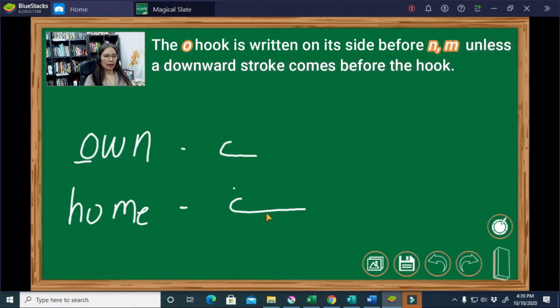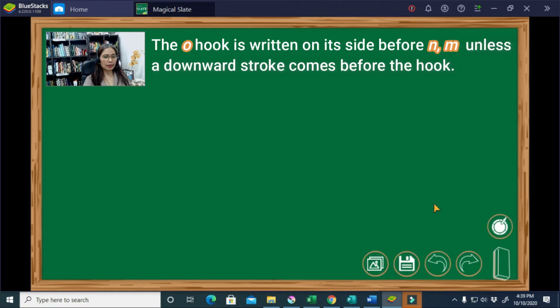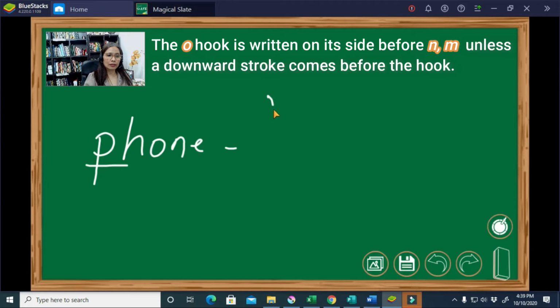before N and M, unless a downward stroke or symbol comes before the hook, the O hook. Example, ano ibig sabihin nun? Unless a downward stroke comes before the O hook. Example, the word is phone. Okay? PH here is pronounced as letter F.